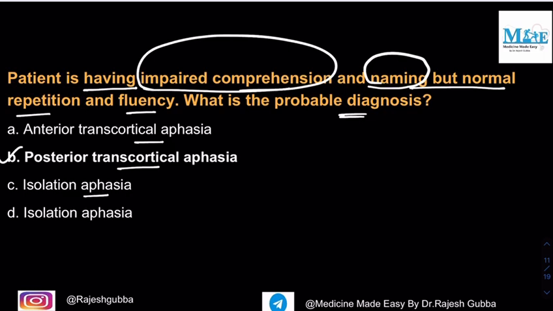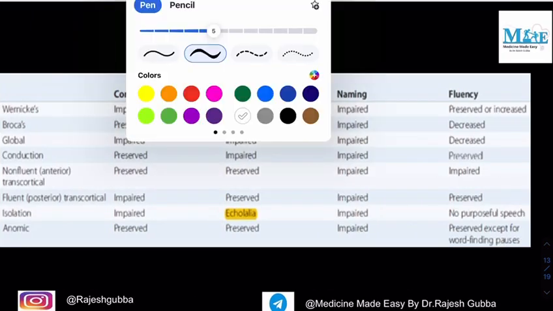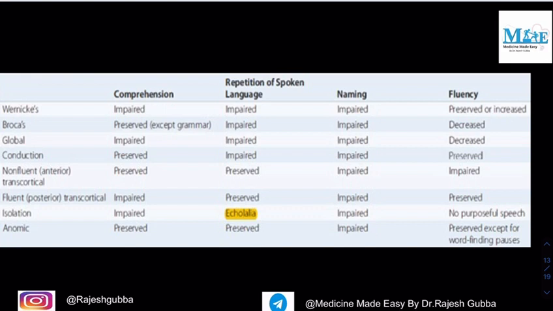Now let me show you all the forms of aphasia. One of the very, very important clues in this patient is the impaired comprehension, and another important clue is the normal repetition. These two are the very, very important clues. First, let me tell you in which conditions you have impaired comprehension. Now this particular slide is very, very important for diagnosing all the forms of aphasia. So if you take this, impaired comprehension is seen in Wernicke's aphasia, global aphasia, posterior transcortical aphasia and the isolation aphasia.